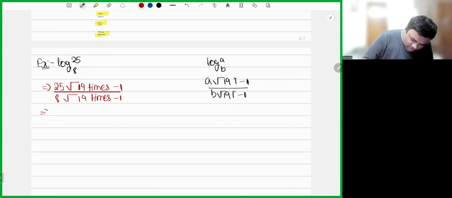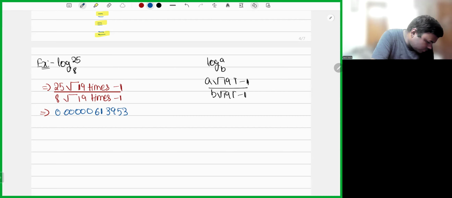Let's do this. First 25 under root 19 times. Take 25 in your calculator, press the root symbol 19 times: 1, 2, 3, up to 19. Minus 1. We get 0.0000061393. How many zeros do we have? 1, 2, 3, 4, 5 zeros we have.